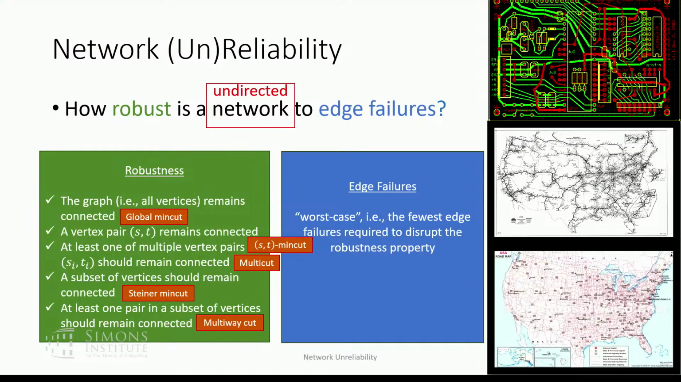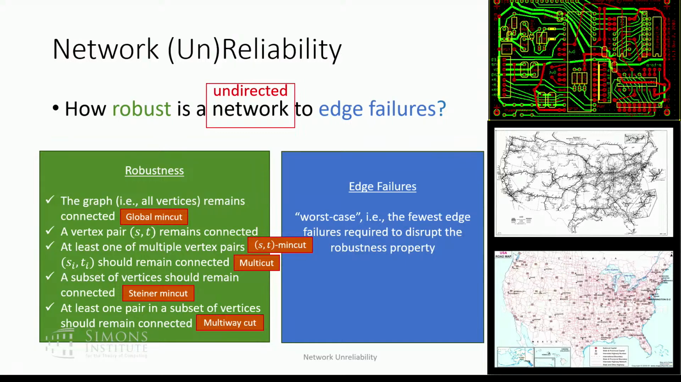Similarly, you can look at the second property. So it says, okay, maybe what I really care about is not the entire network staying connected, but a particular pair of vertices S and T staying connected. That's what I care about in my application. And then again, you could ask, what's the minimum number of edges, again chosen adversarially in a worst case way, that when removed, when they fail, S and T, that particular pair, gets disconnected. Okay, and that's the minimum S-T cut problem. So in this way, most of the problems that we study in graph connectivity can be modeled in this manner, where there's some property that you want in your network, and you're asking, okay, so what's the worst case failure?